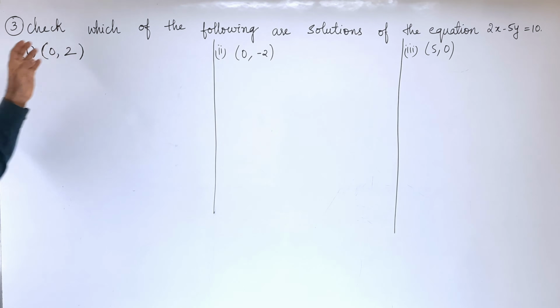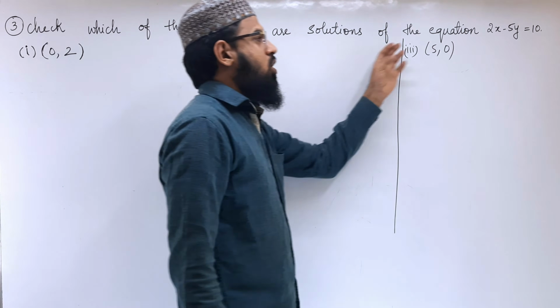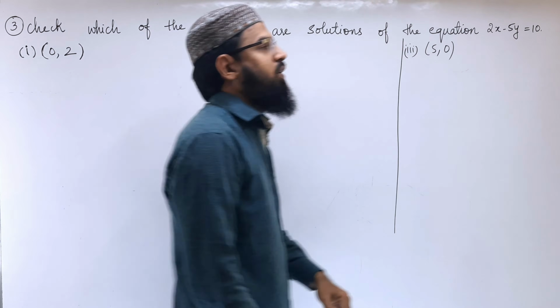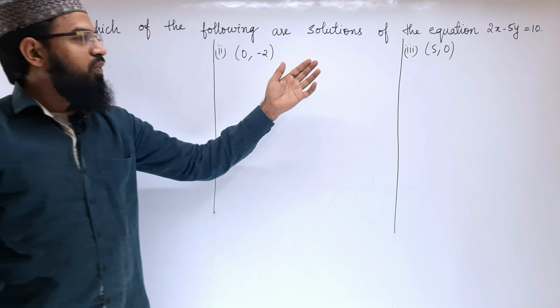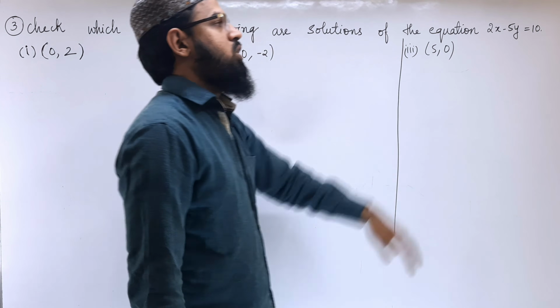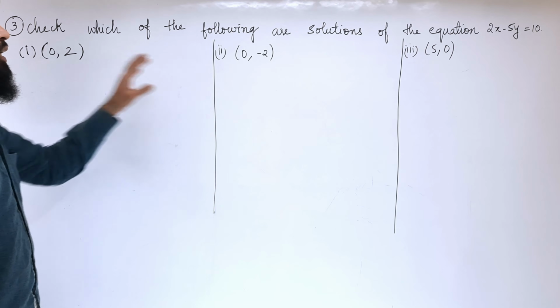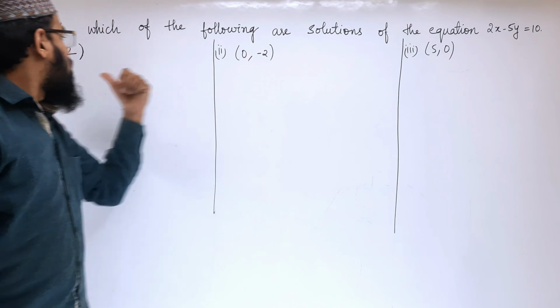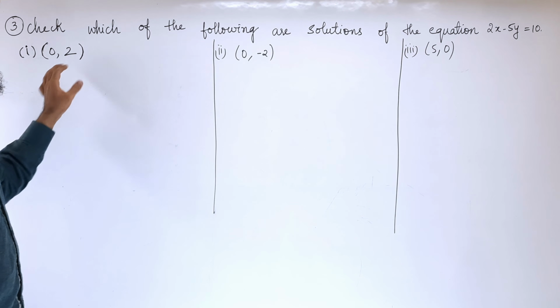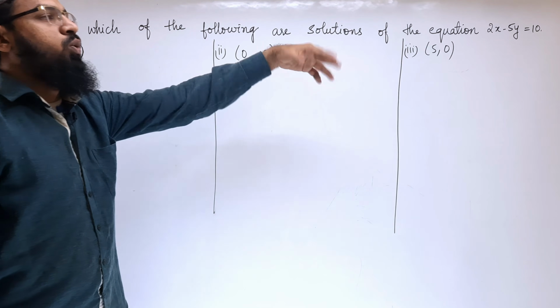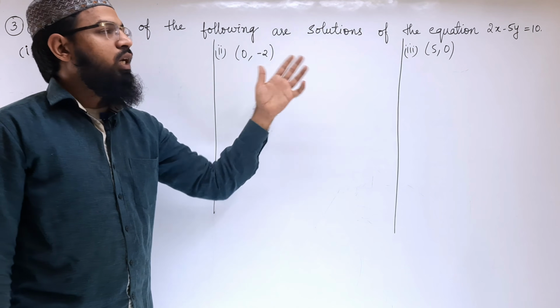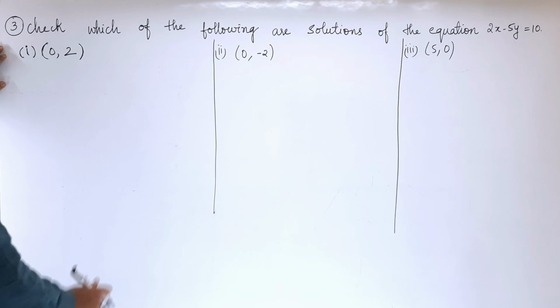Third problem, check which of the following are solutions of the equation 2x minus 5y is equal to 10. So they have given the equation 2x minus 5y is equal to 10, and these are the given bits. Among these, which one is the solution of 2x minus 5y is equal to 10? We need to find out.